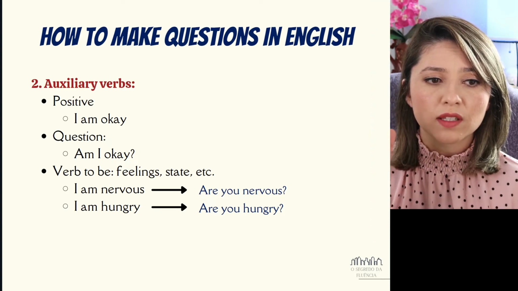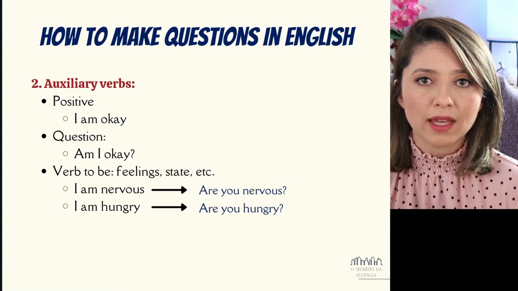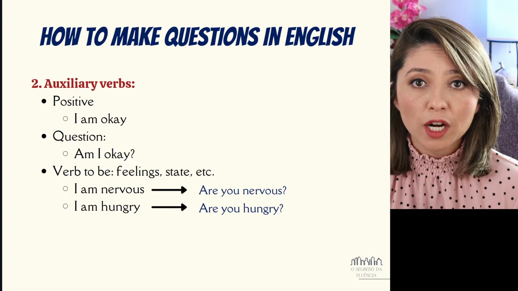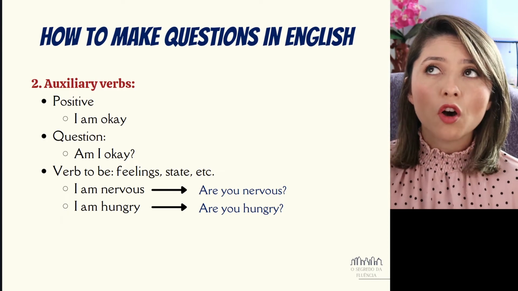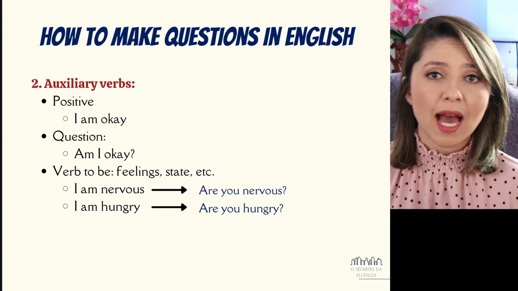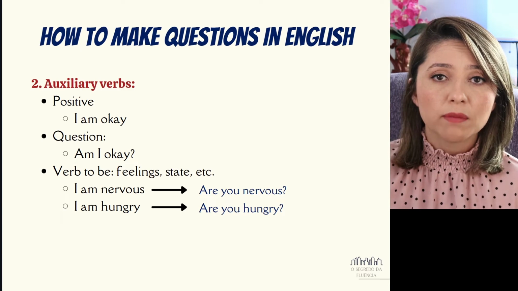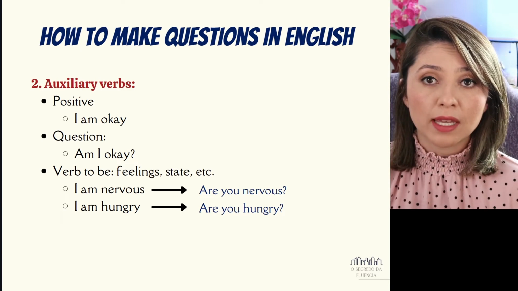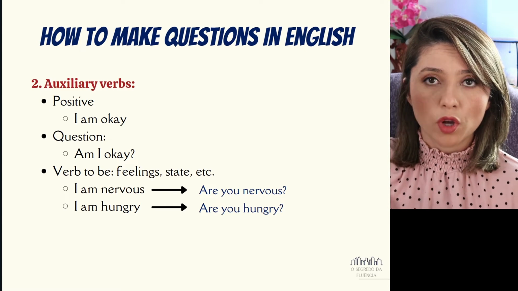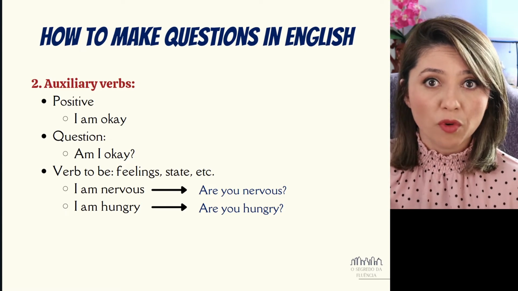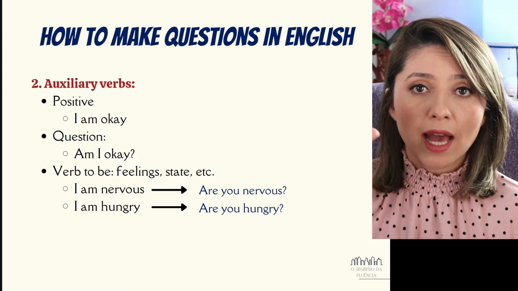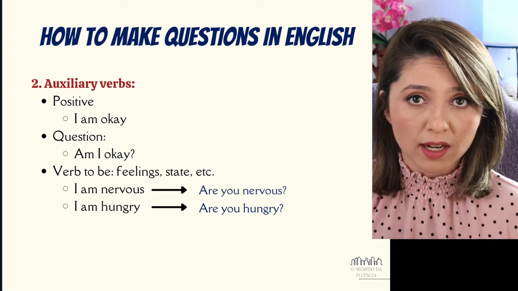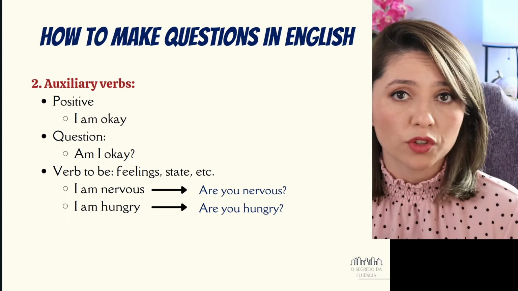Oftentimes, when you express a feeling or a state, it is followed by an adjective. But if it's followed by a verb, it's an ongoing verb. So if I say I am working, am is my auxiliary verb, and working is my verb in an ongoing form. You cannot say I am work. That's grammatically incorrect, and in spoken English, it's also incorrect.